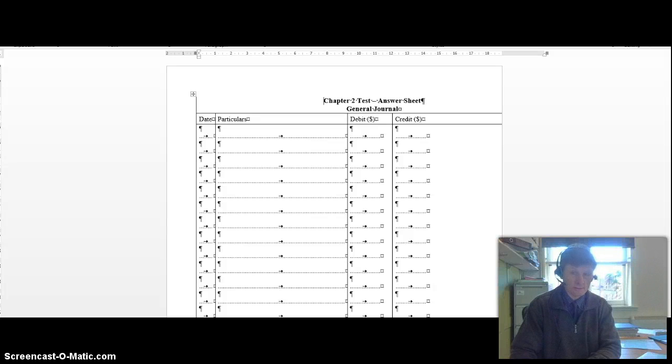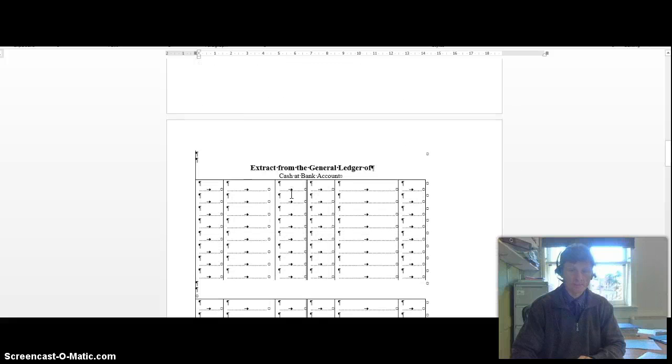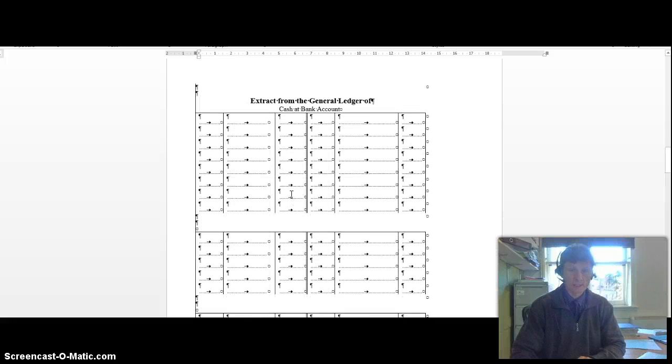G'day guys, these are the formal instructions for the counting test I want you to have a go at today. I've given you two sheets. This is the answer sheet. You've got two pages of general journal. Then you've got the first ledger account there, cash at bank.